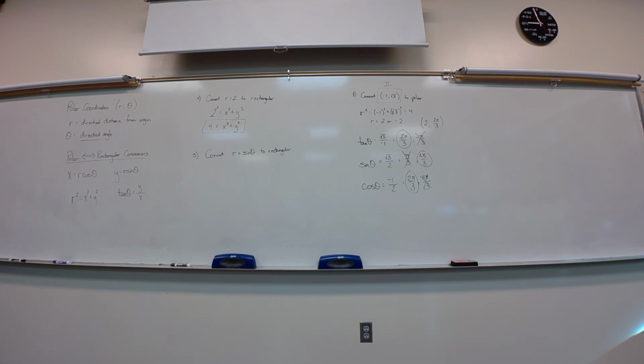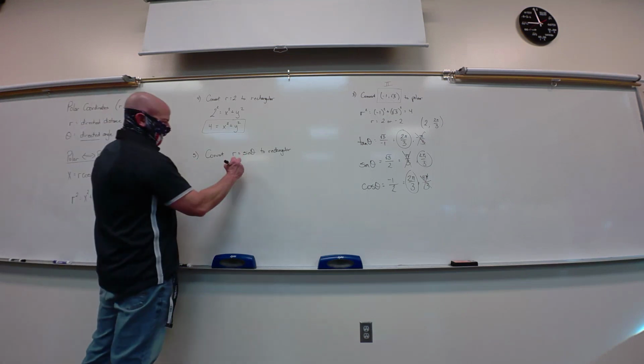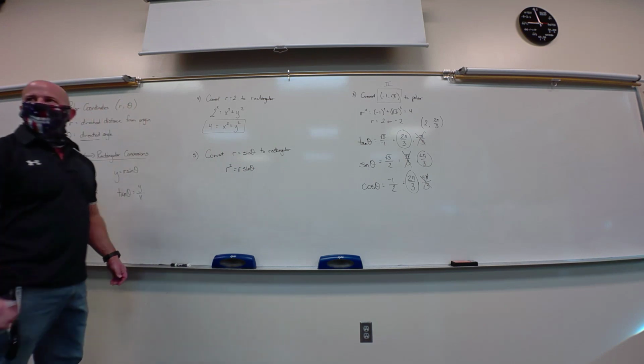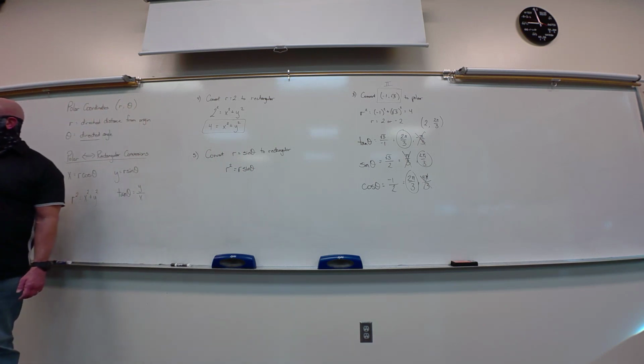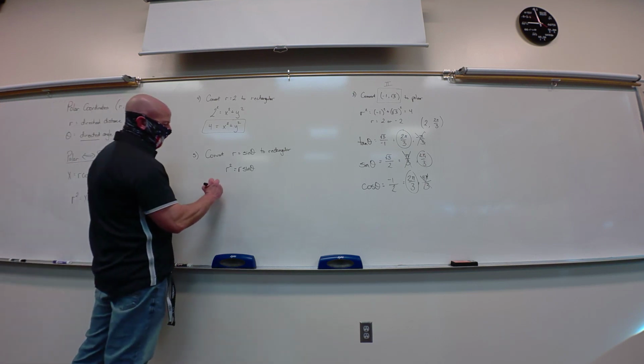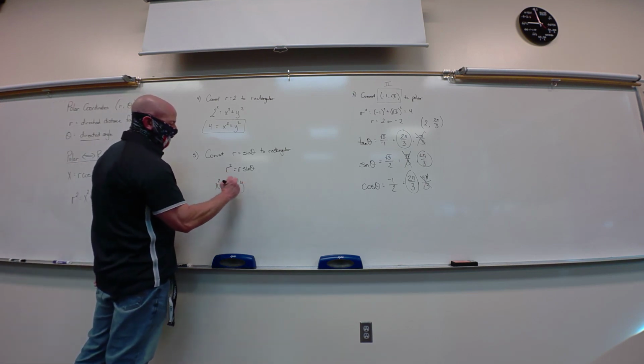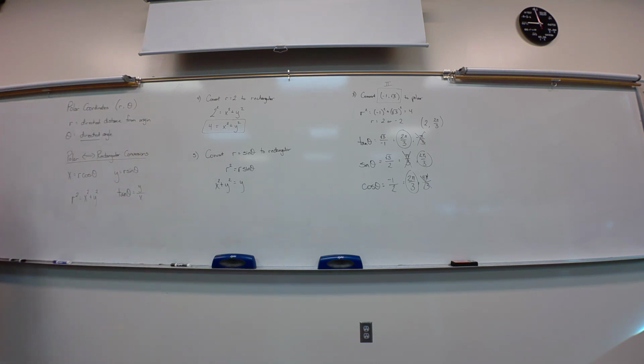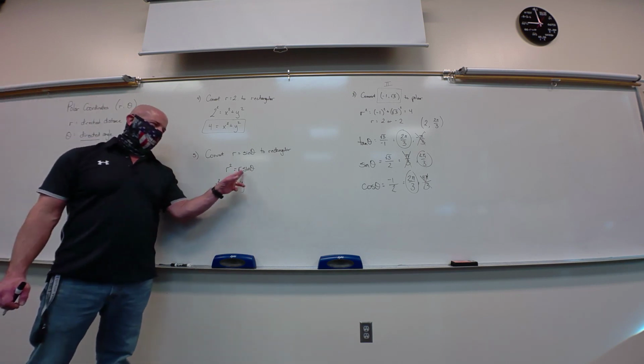Can I just stick an r over there by the sine of theta? Multiply the other side by r as well. Yes, I can. I can do anything I want as long as I do it to both sides. So if I wanted an r over here, yes, I can, as long as I multiply the left side by r also. So this would give me x squared plus y squared equals y. Now I'm in rectangular. Wait. Oh. r squared is x squared plus y squared. r sine theta is y.